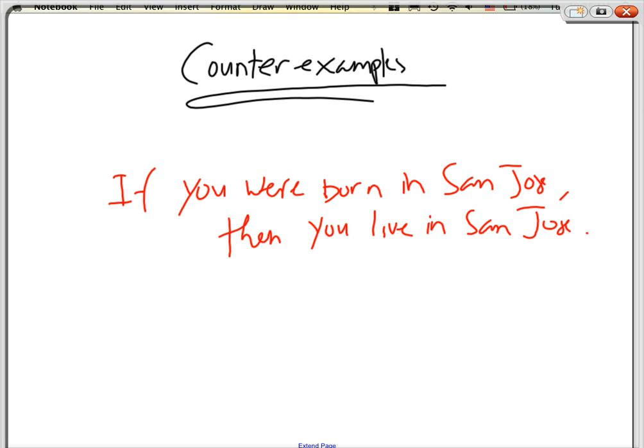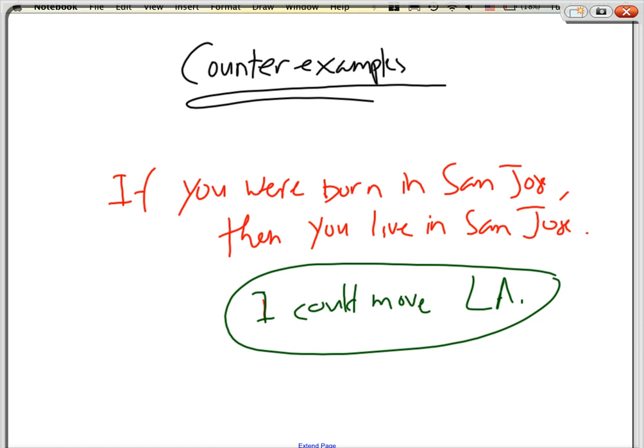Okay, so what is wrong with this statement? Yes, Simon. You don't always make something. Why? You could move. Exactly. I could move, right? For example, some of you might move to LA, right? But this right here that you just wrote down is your counterexample.